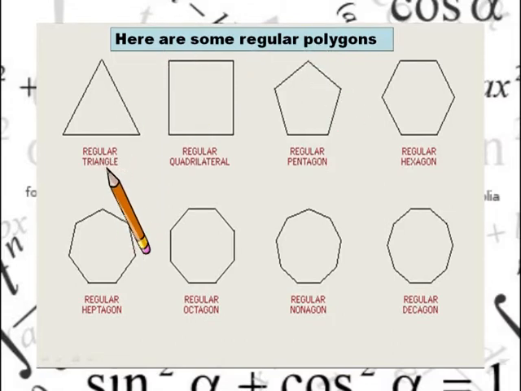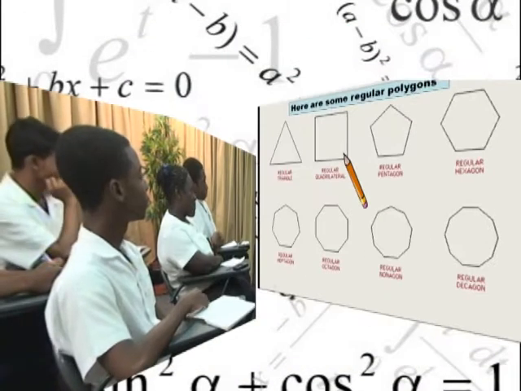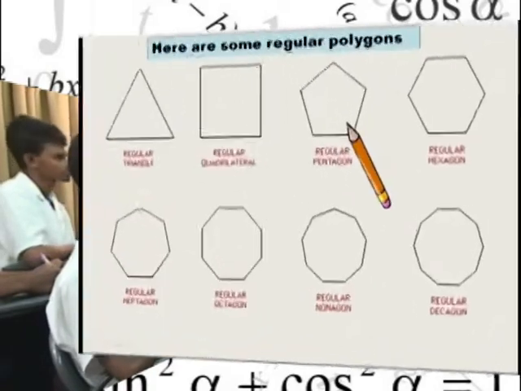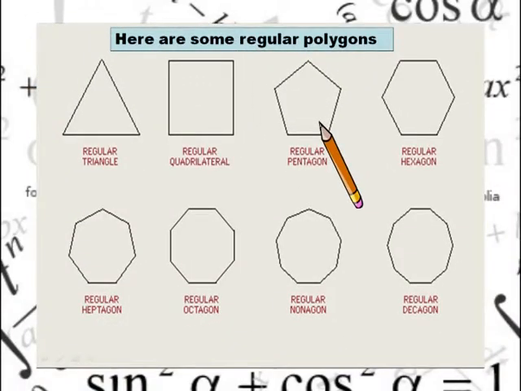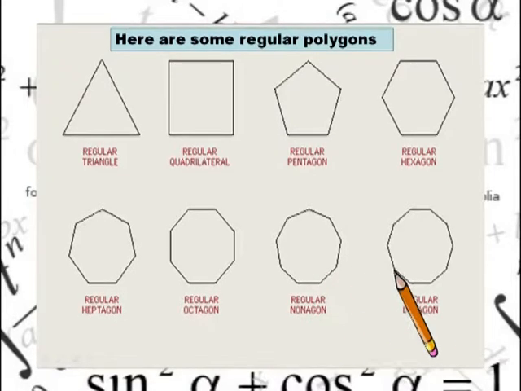Regular triangle, regular quadrilateral, regular pentagon, regular hexagon, regular heptagon, regular octagon, regular nonagon, regular decagon.